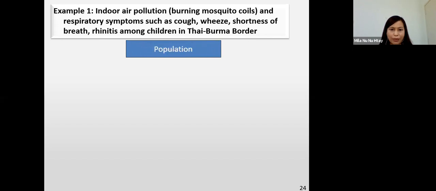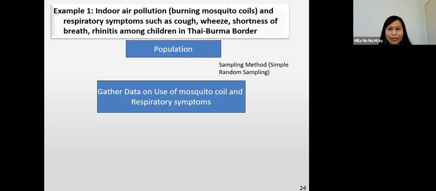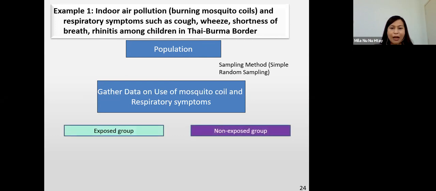For example, the sample and the population. The population must be a defined population: the families, the people living on that Thai-Burma border. Then they calculated the sample size and recruited the samples using simple random sampling. Then they gathered the data about the usage of the mosquito coil and the respiratory symptoms. After the data collection, they separated into two groups. Some families may use the bunny mosquito coils, and some families may not use the bunny mosquito coils.